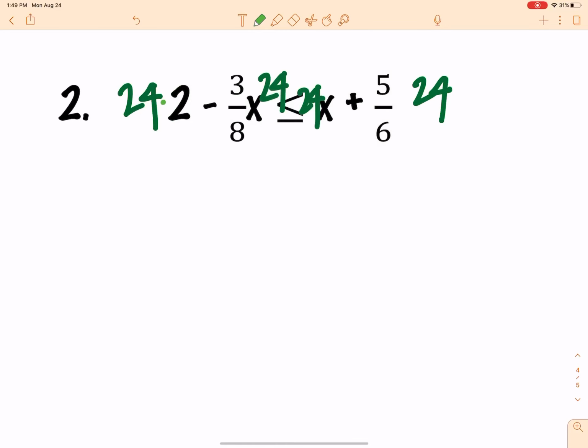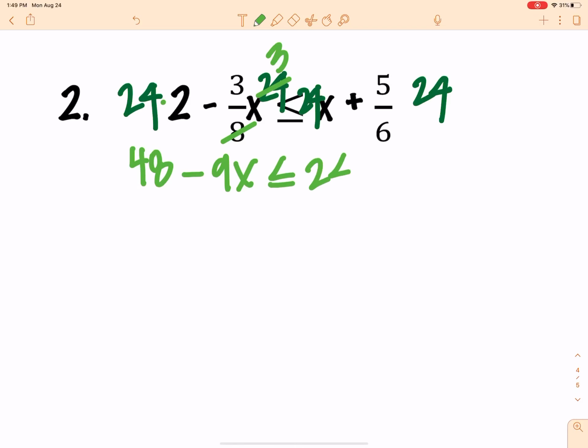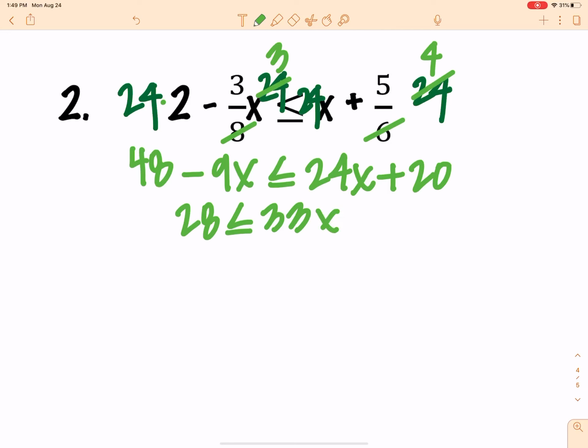Okay, so 24 times 2, nothing to clear out there, is 48. 8 goes into 24 3 times, so we're going to get negative 9x. And then nothing to clear out on the 24x. 6 goes into 24 4 times, so we have plus 20. So let's bring everything to each side. So you get 28 is less than or equal to 33x.